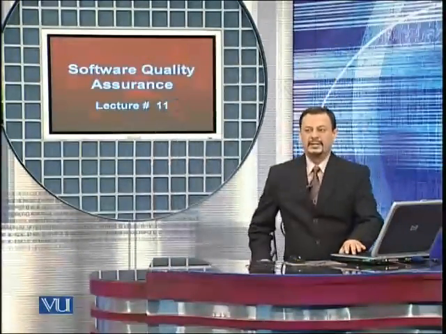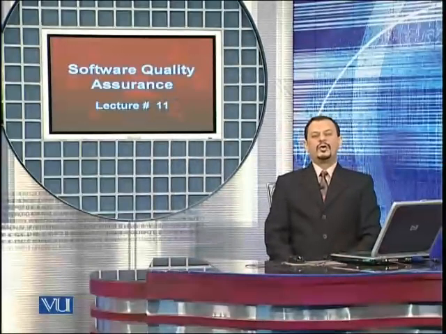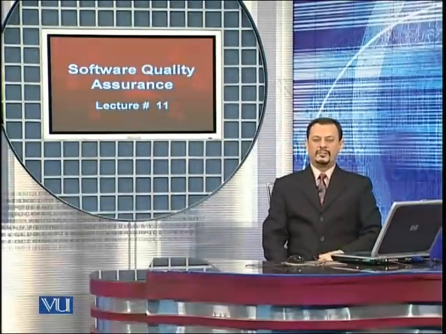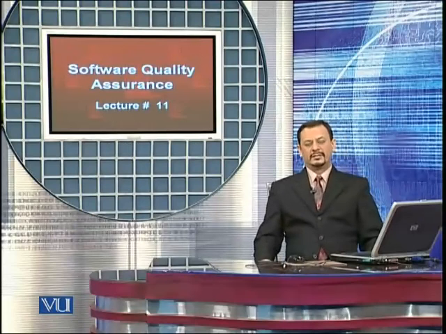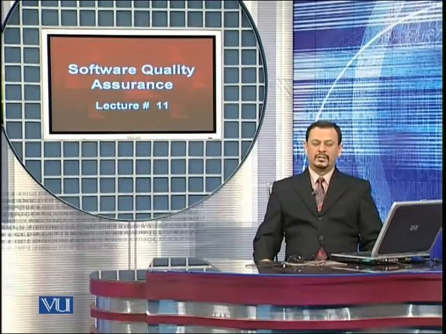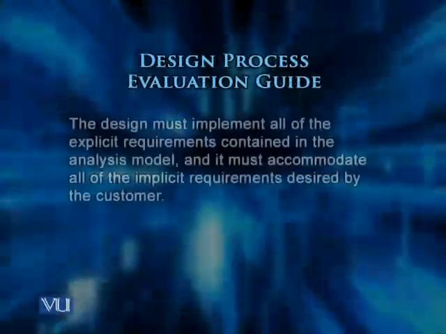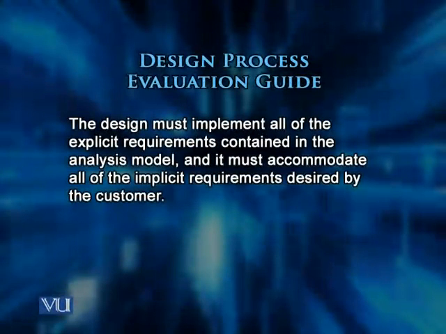Now let's see how we would know that the design that we have developed is of high quality. We will discuss these guidelines in two steps. First, we will talk about guidelines to evaluate the software design process. The first guideline is that the design must implement all the explicit requirements contained in the analysis model, and it must accommodate all of the implicit requirements desired by the customer.